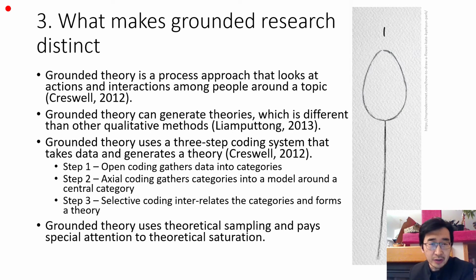Now, grounded theory uses a three-step system that takes data and generates a theory, and open, axial, and selective coding are listed right there. So what's happening there is that we are using inductive and deductive reasoning, and we're forming that together into something called abductive reasoning to generate our new theory for us. Grounded theory uses theoretical sampling and pays special attention to something called theoretical saturation, which we will explore later on.